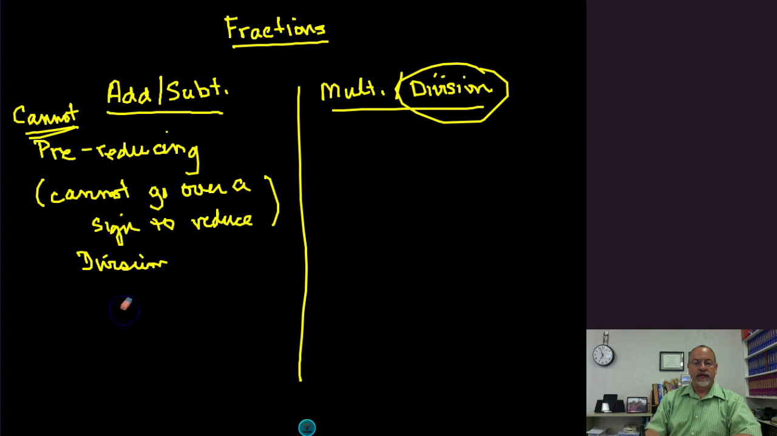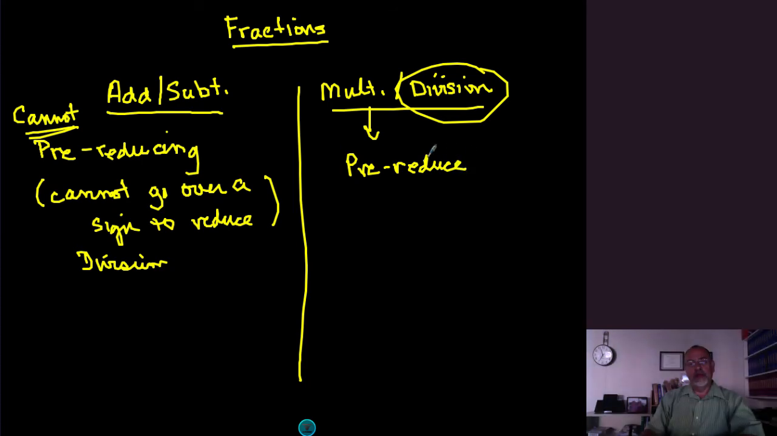So basically, what does that leave us? Pre-reducing, or this nice idea that you've known in the past as canceling, we're not going to use that word anymore, only works for multiplication. Okay, we can pre-reduce only with multiplication.